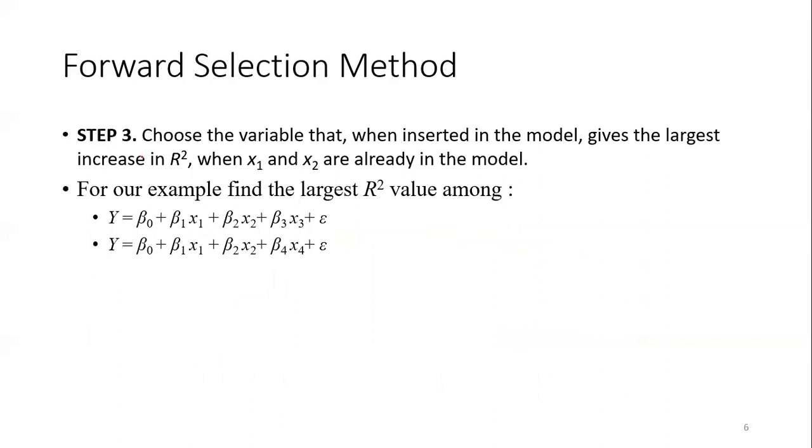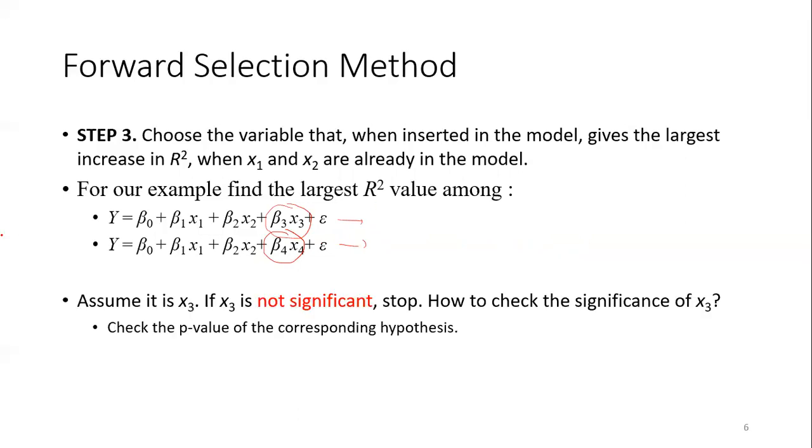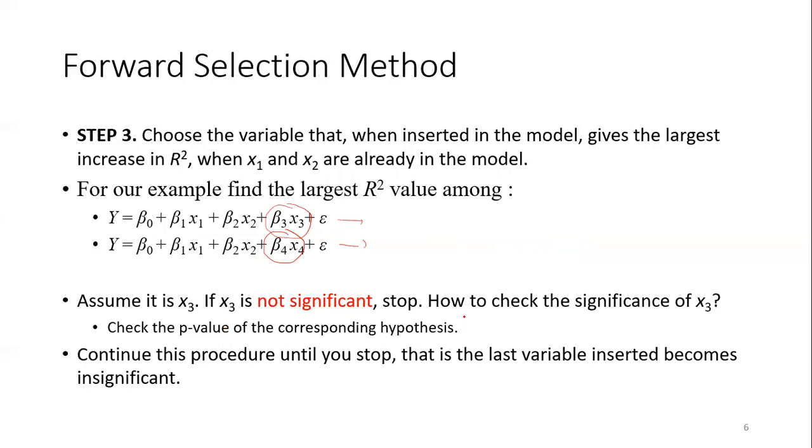In the next step, we choose the variable that, when inserted in the model, has the greatest R square. So we add x3 and then x4 to the model and compare the two models to see which one has the greatest R square. Assume that it is x3, and if x3 is not significant, then we stop. Otherwise, we continue with the next step, right?